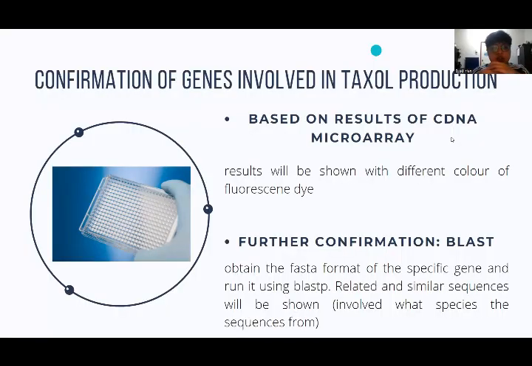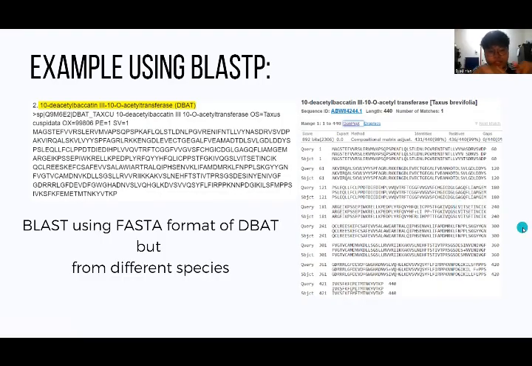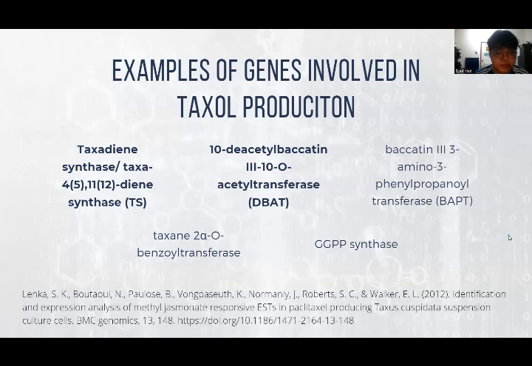Next, how to confirm the genes involved in Taxol production? First, we can use the result of the cDNA microarray, which is shown with different colors of fluorescent dye. For further information, we can use BLAST by obtaining the FASTA format for the specific gene and running it with BLASTP. Related and similar sequences will be shown, including what species the sequence is from. So this is an example using BLASTP with the FASTA format of DB80 from different species. So this is an example of genes involved in Taxol production, like TS and DB80.